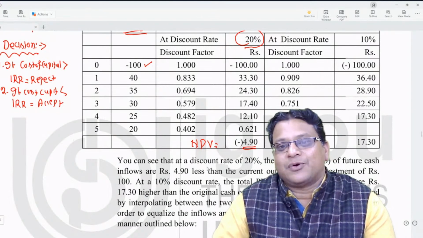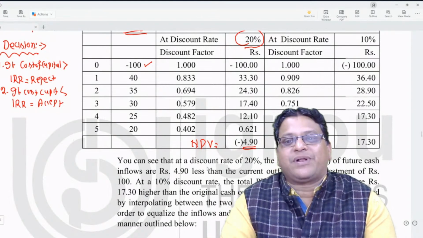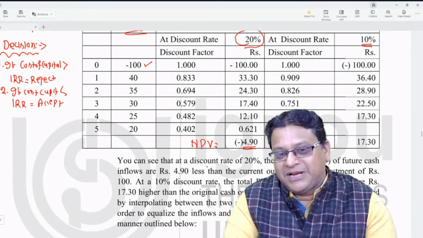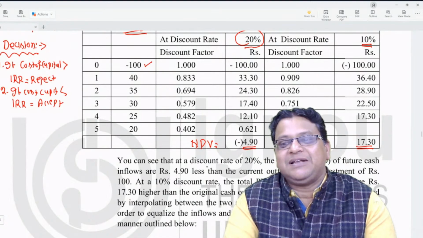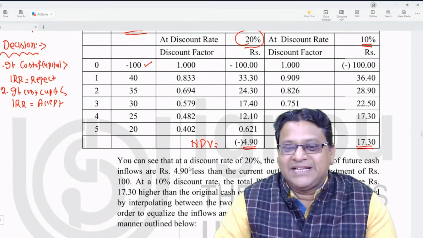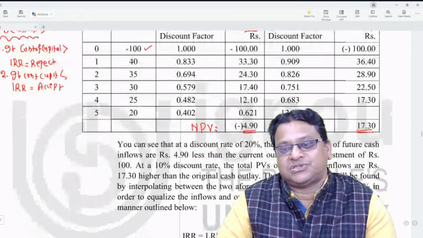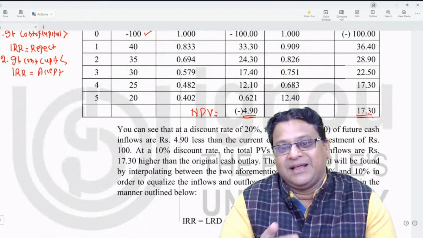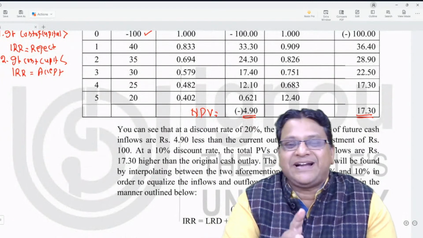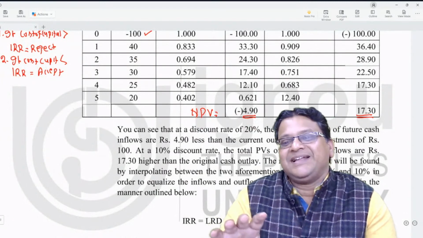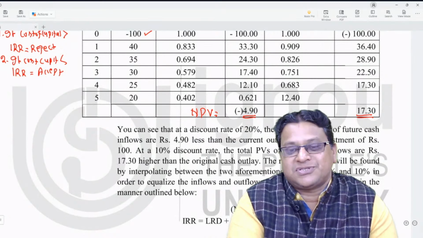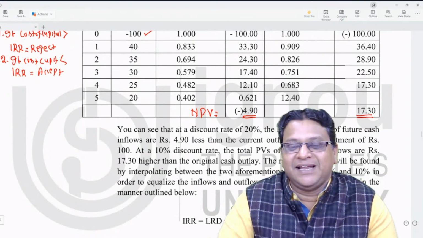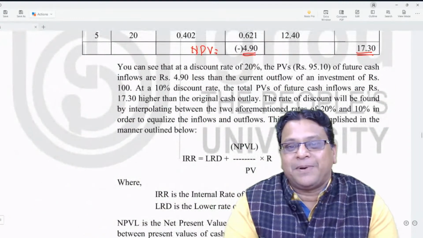Similarly, we will calculate at another discount rate, that is 10%. The NPV at 10% is 17.3. One is minus, another is plus. We have to calculate two discount rates, where at the first rate NPV is minus and at the second rate NPV is plus.